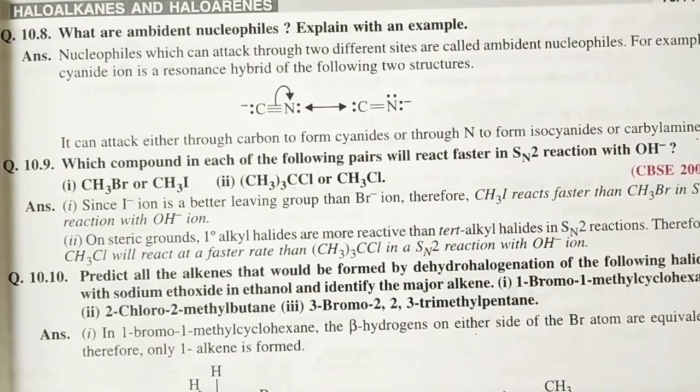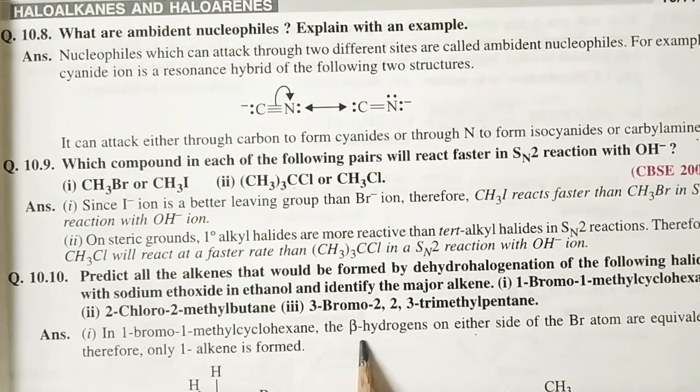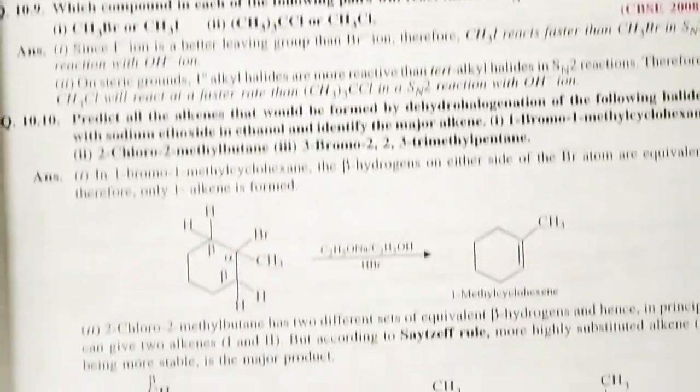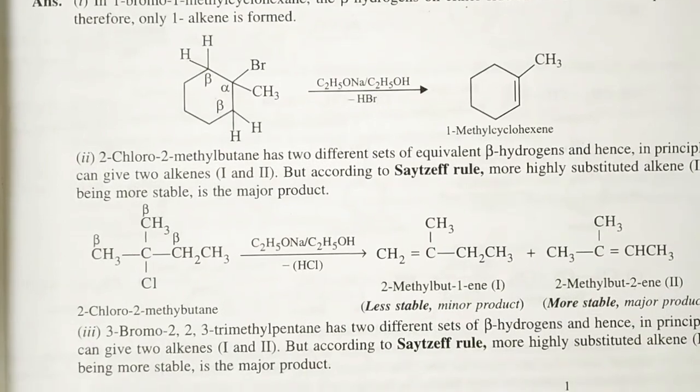We know that regarding the Saytzeff rule, more substituted and less substituted alkyl groups matter. In 1-bromo-1-methylcyclohexane, the beta hydrogens on either side of the bromine atom are equivalent. Therefore only one alkene is formed, which is 1-methylcyclohexene.